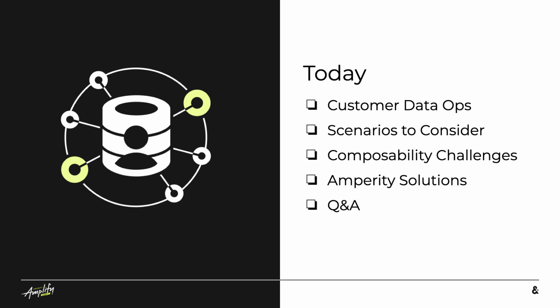We'll talk about how to really scope down what's important to you as a company and what's important to your data architecture. We'll talk through composability, what's challenging about it, what's beneficial about it, and then we'll talk through what I'm most excited about, which is the Amperity features that come along with customer data ops.